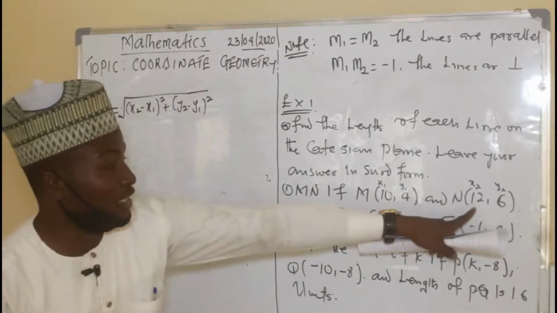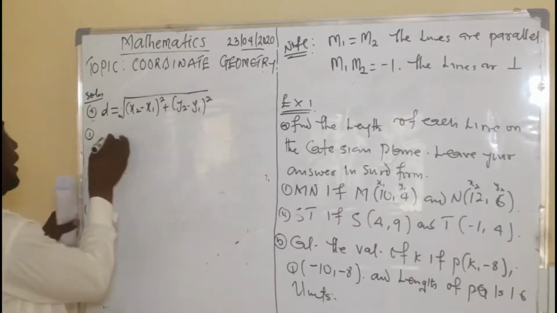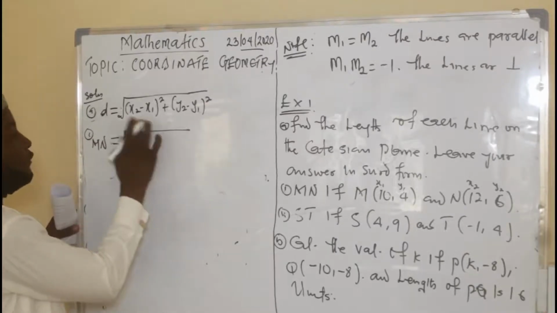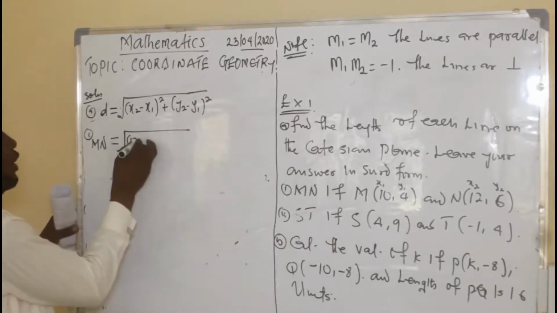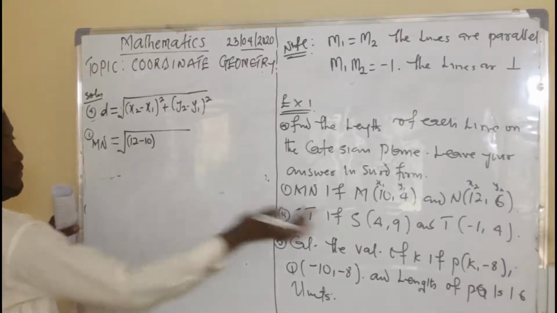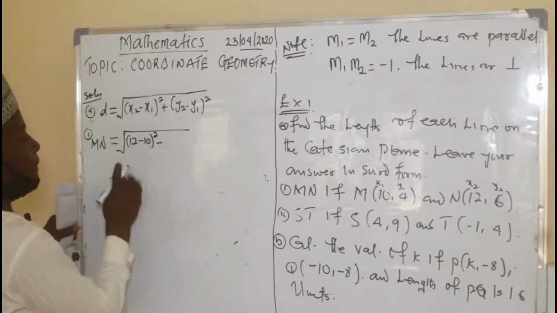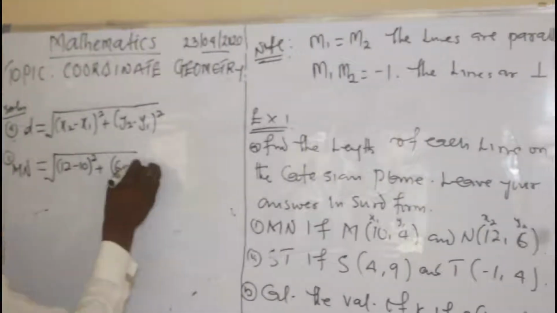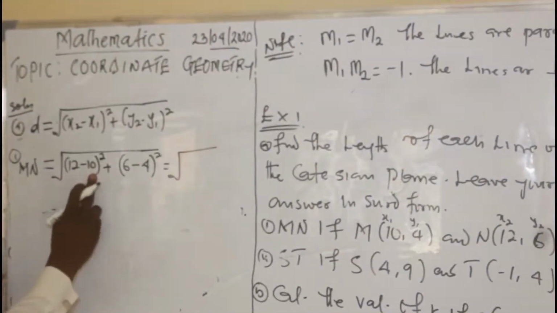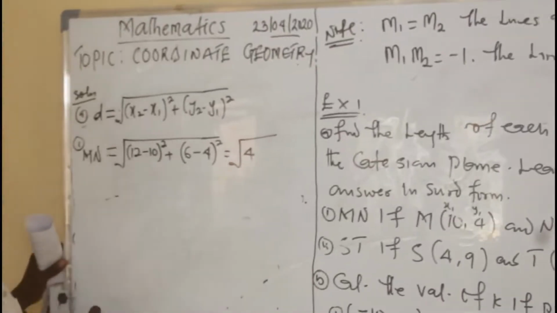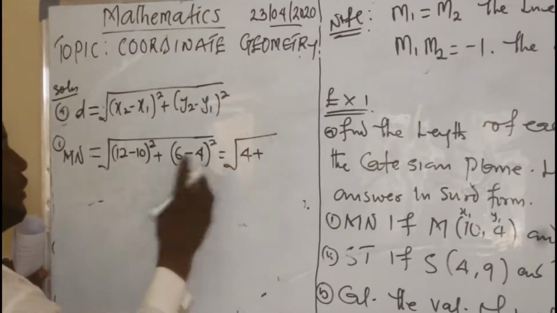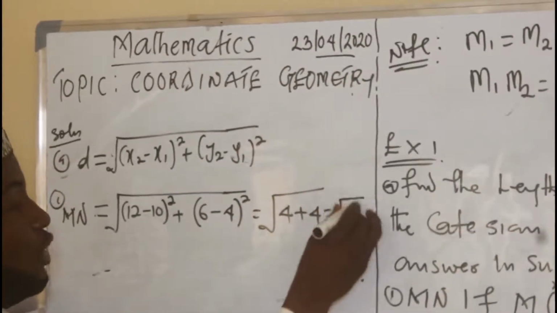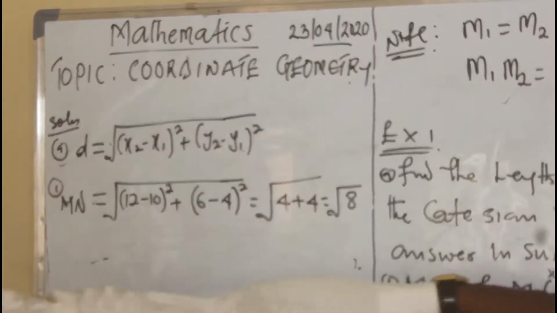What is our x2 from this question now? 12, right? Substitute it back here now. Therefore, the distance mn is going to be square root of, what is our x2 from the question? 12 minus, what is our x1? 10. Are we together? All square plus, what is our y2 from the question? 6. What is our y1? 4. All 12 minus 10 is 2. 2 square is what? Are we together? I hope you understand how I get 4. Then plus 6 minus 4, 2. 2 square is still what? 4. What are you going to have? Square root of 8.